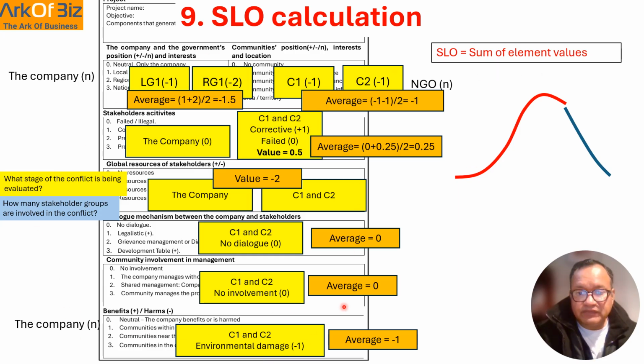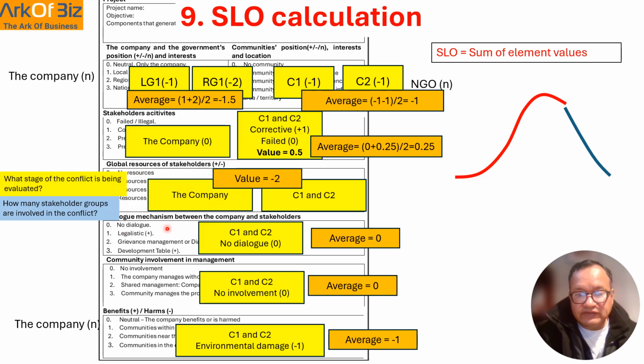Imagine that we have these social conflicts. We have the stakeholder mapping here. We have the company and the government position. We have two stakeholders, but the element is negative 1.5. On the other hand, we have the community's position, and this element has a value of negative 1. The stakeholder activity has a value of 0.25. The global resource has a value of negative 2.